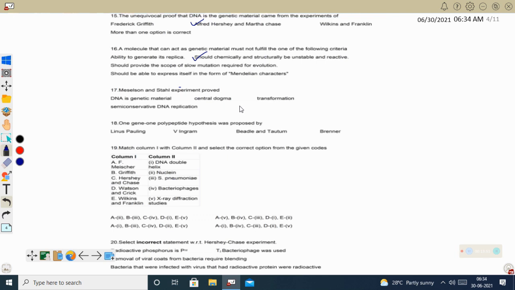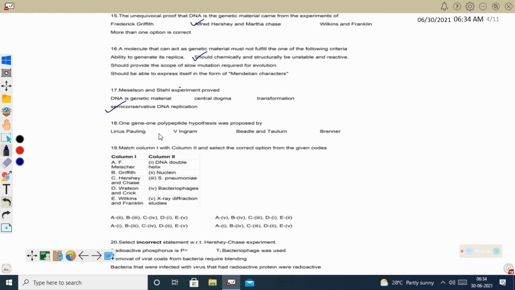Meselson and Stahl conducted the experiment in Escherichia coli to prove the semi-conservative mode of DNA replication. There they used Escherichia coli containing heavy DNA, and they grew that E. coli in the light, less dense nitrogen, 14N containing ammonium chloride media, and they could observe how the density of the DNA varied from one generation to the next generation. Next question, one gene, one polypeptide hypothesis was proposed by.